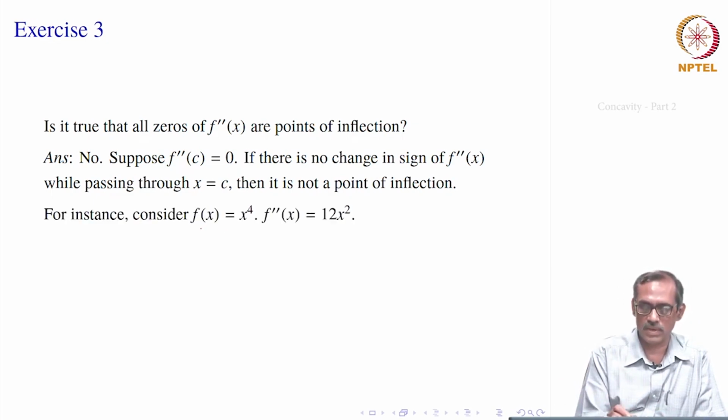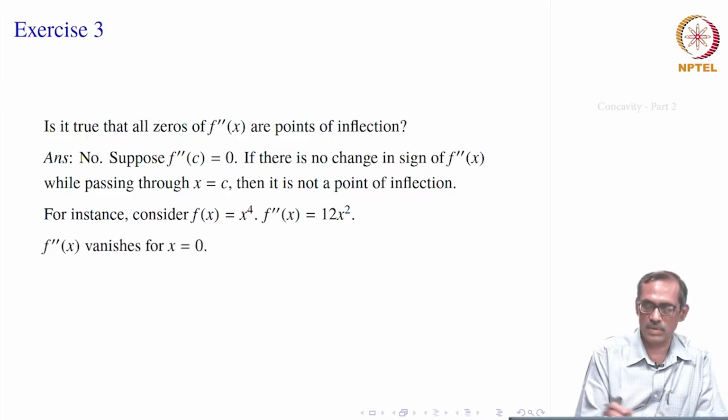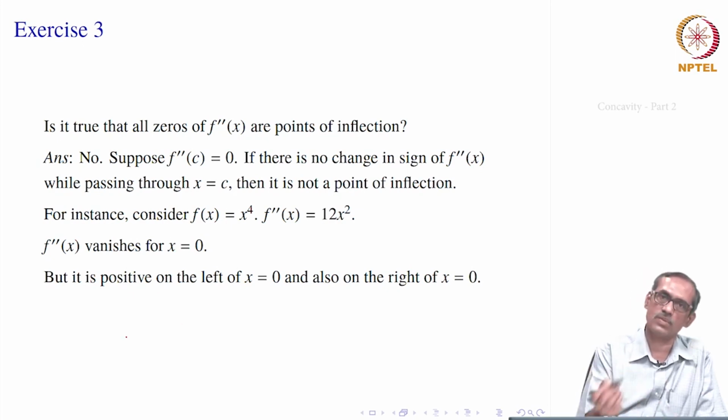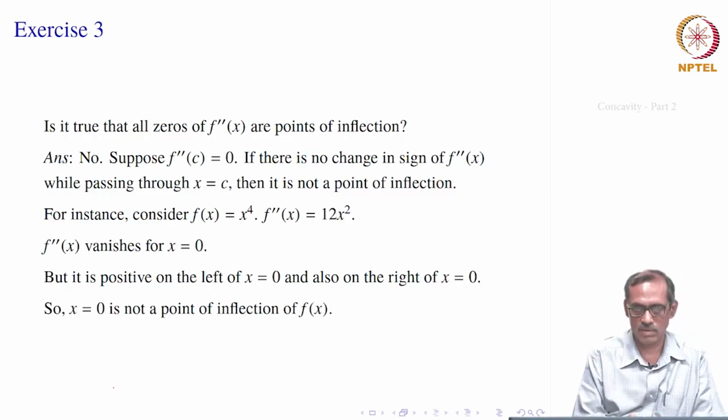Here is an example for that purpose. Suppose you take f of x equal to x to the power 4. Then f double prime of x, as we have seen in this example, is 12 x square. We know f double prime of x vanishes at x equal to 0, but it is positive on the left of 0 and also positive on the right of 0. So, x equal to 0 is not a point of inflection of f of x.